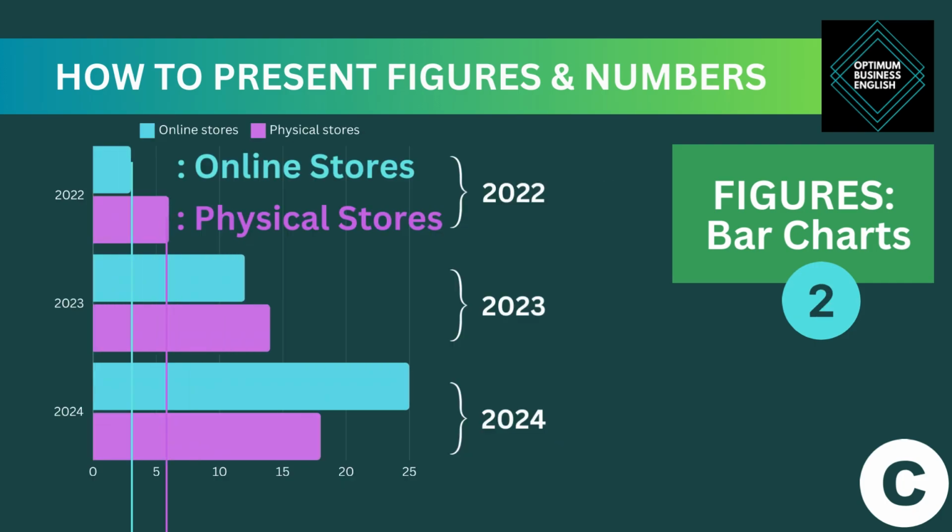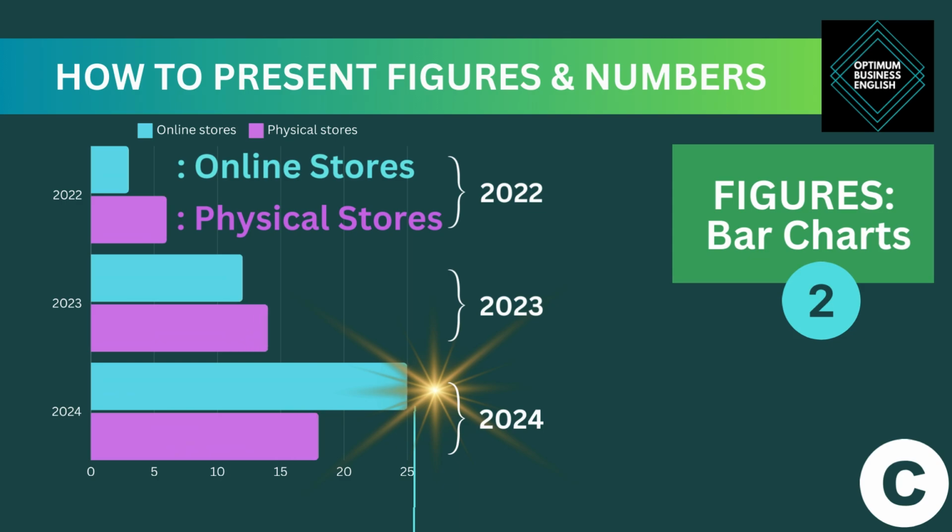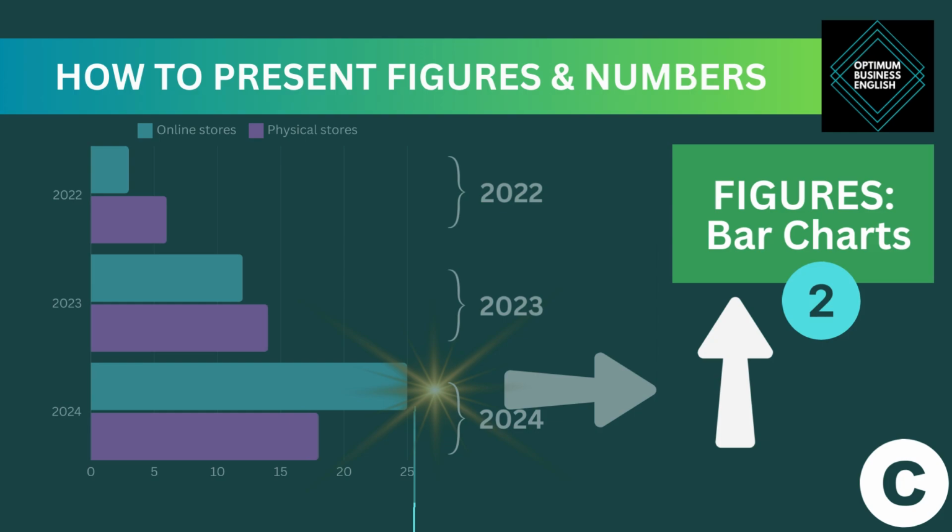The second type of bar chart is used to compare the results of 2 related things, such as the profits made by the company's online stores as compared to its physical stores per year in 2 separate bars lying next to each other. This is helpful to show trends, and in this example, you can see that online store profits surpassed, exceeded, or were more than those of physical stores in 2024.